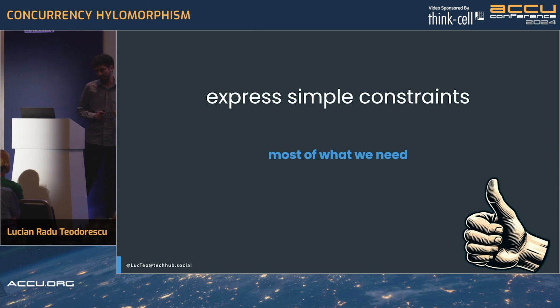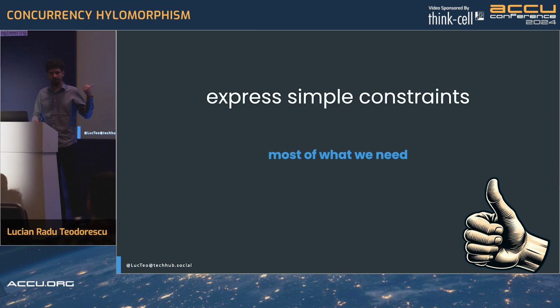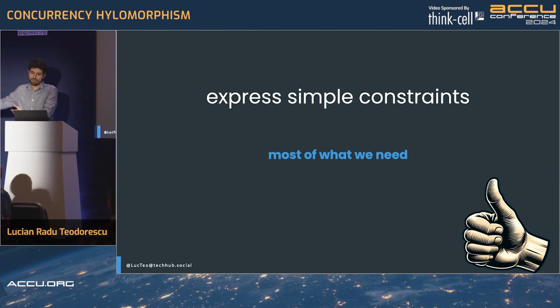We can express simple constraints, and that's most of what we need. I would say that we follow Pareto's rule. 80% of what we need is covered with the simplest rules. And then, of course, you can always go to the more complex stuff for the extra 20%. So in here, we're pretty good.